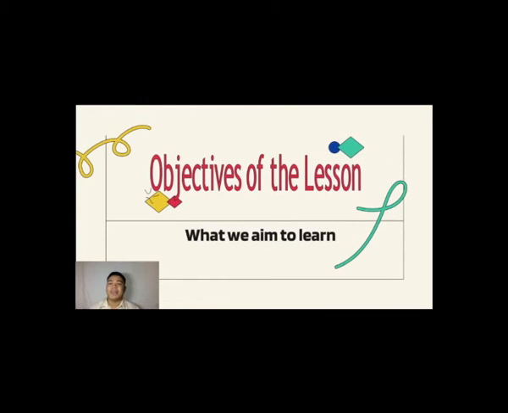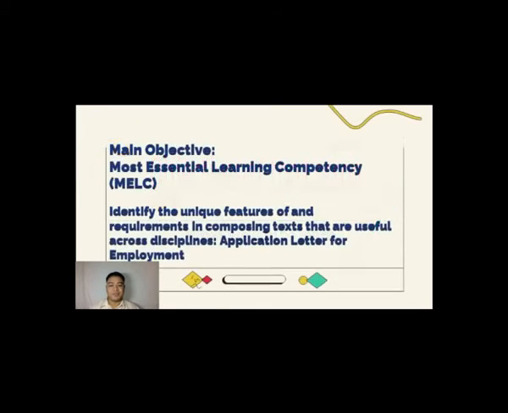And this part is now the objectives of the lesson, what we aim to learn. The main objective of this topic is based on the most essential learning competency: identify the unique features of and requirements in composing texts that are useful across disciplines, focusing on application letter for employment.